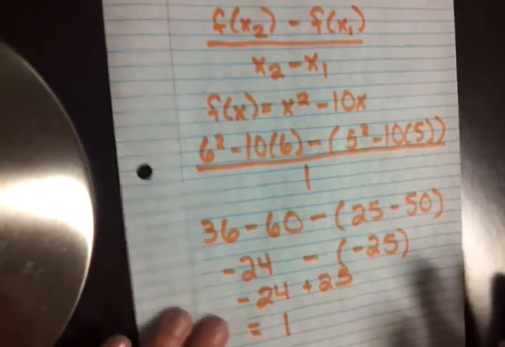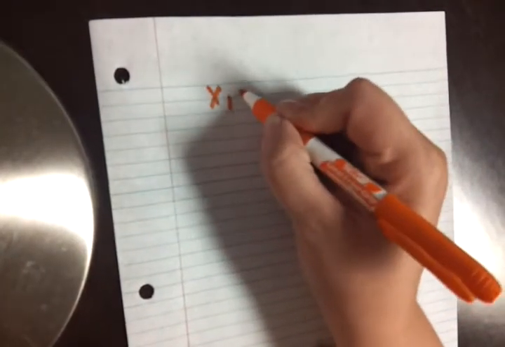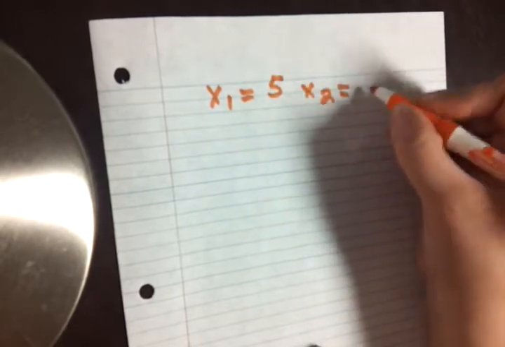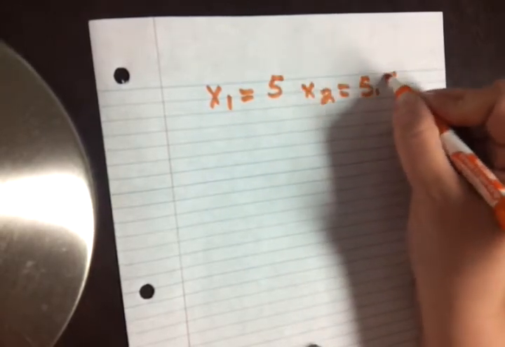So let's do that for the second interval. We'll get another piece of paper and do the second interval. In this case, the interval is x1 equals 5 and x2 equals 5.5.